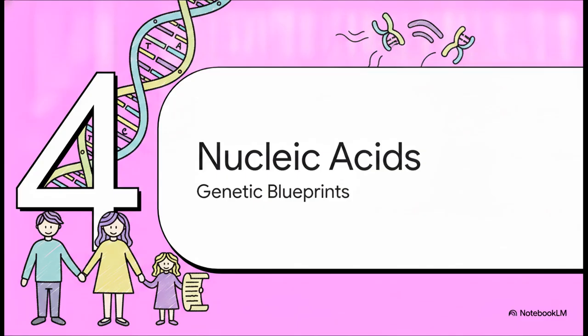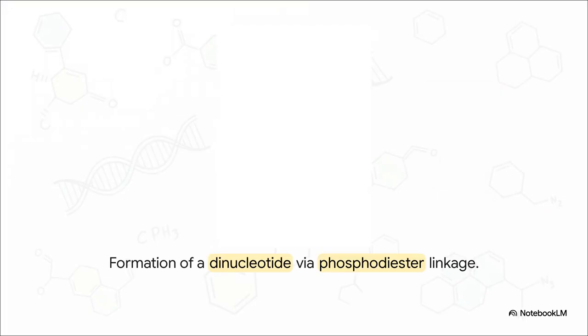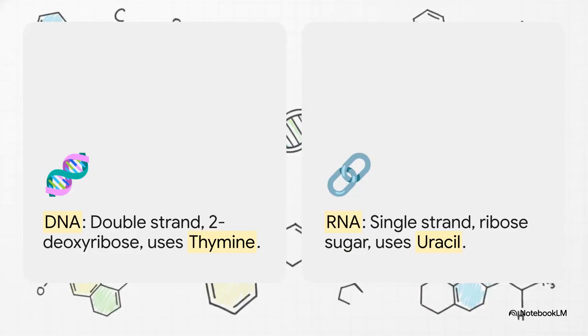Finally, Section 4, Nucleic Acids, Genetic Blueprints. We've reached the ultimate instruction manual for the entire biological recipe. These are the molecules completely responsible for heredity. Nucleic acids are essentially these massive polymers made of units called nucleotides. A single nucleotide is built from three things: a base, a pentose sugar, and a phosphate group. To build the long chain of a nucleic acid, these nucleotides have to join together. That connection happens very specifically between the 5' and 3' carbon atoms of the pentose sugars, creating what we call a phosphodiester linkage.